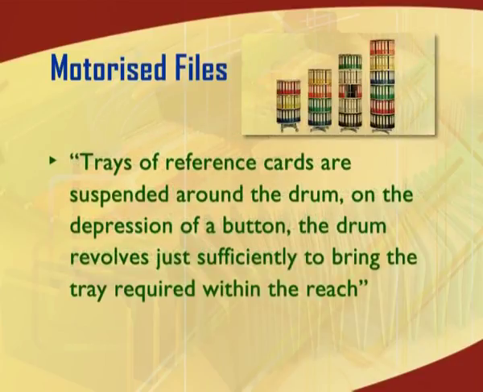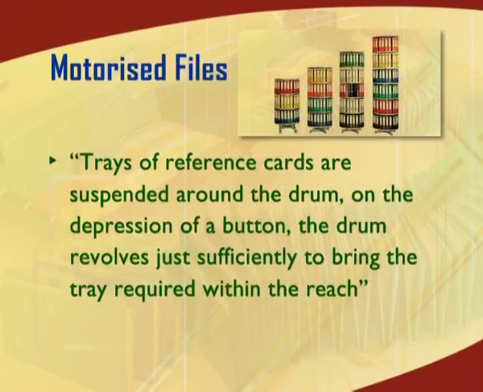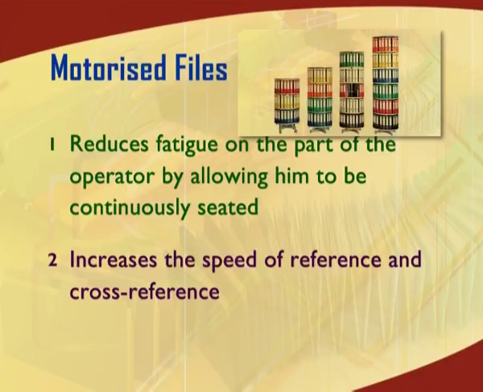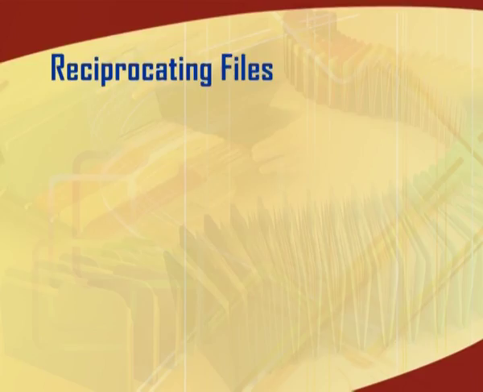Usually, trays of reference cards are suspended around the drum as seen in the figure, so that on the depression of a button, the drum revolves just sufficiently to bring the tray required within reach. This system reduces fatigue on the part of the operator by allowing him to be continuously seated. It increases the speed of reference and cross-reference. It accommodates hundreds of thousands of cards in the filing system. The system, however, calls for a huge investment, though it is very economical to operate if a big organization installs it.